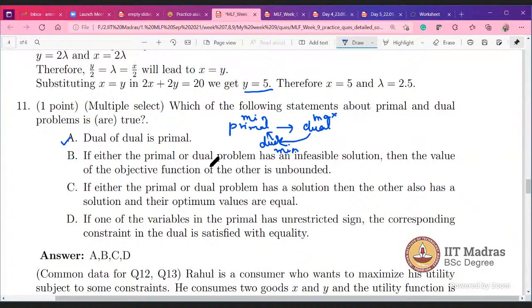So here also I have given a table for the possibilities in the last table, the very last part. If you go through that correctly, you will get the answer to these two. So here the second statement is if either the primal or dual has an infeasible solution. Infeasible means what is the meaning? It does not have any solution. Then the value of the objective function of the other is unbounded. So that is true, no?